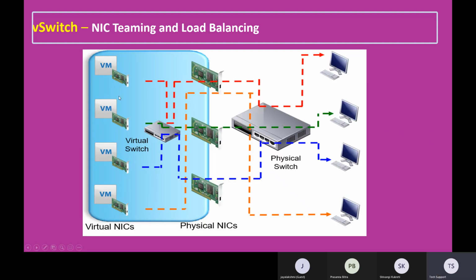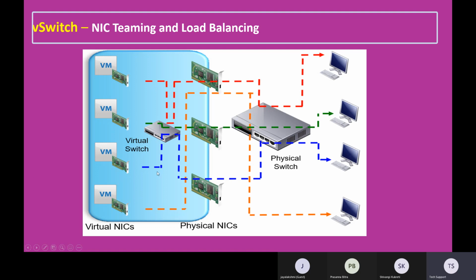Okay, in this diagram, we observed four VMs connected to four virtual NICs. All VMs are connected to a virtual switch. The virtual switch is connected to the physical NICs. If you see in this logical diagram, we have three physical NICs. And I also put the dotted line for communication.